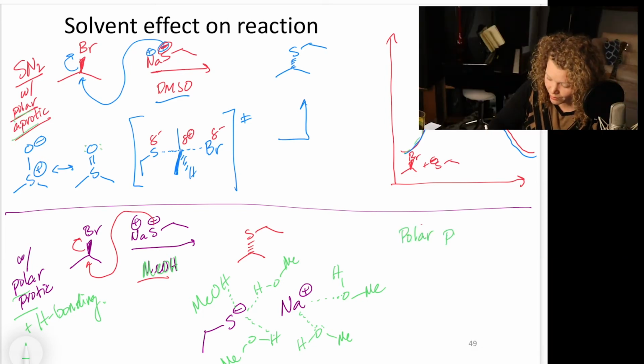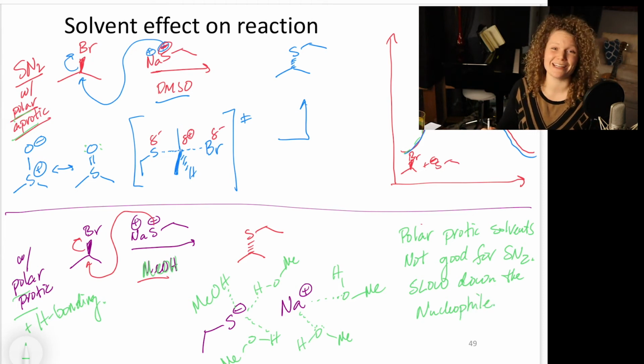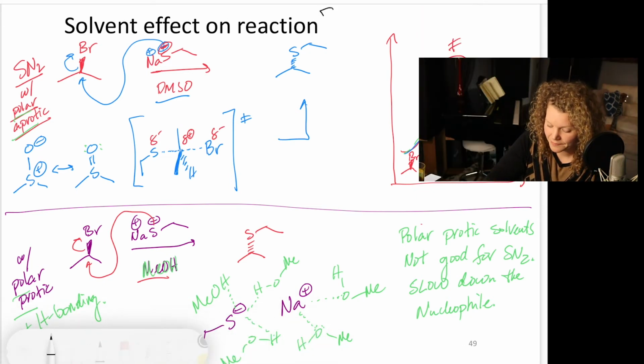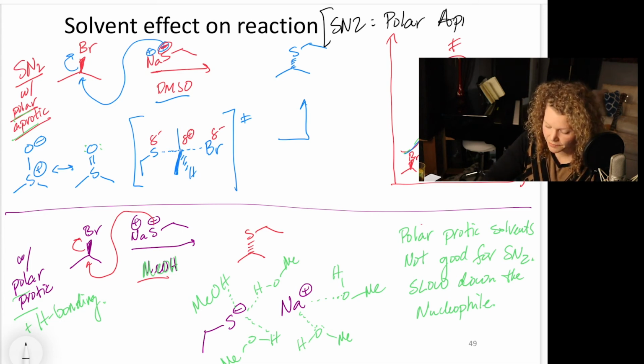So polar protic solvents are not good for SN2. They slow down the nucleophile. They are too good at separating charges in solution. So let's write something together here on the top. SN2, you're going to typically see polar aprotic solvents being used.